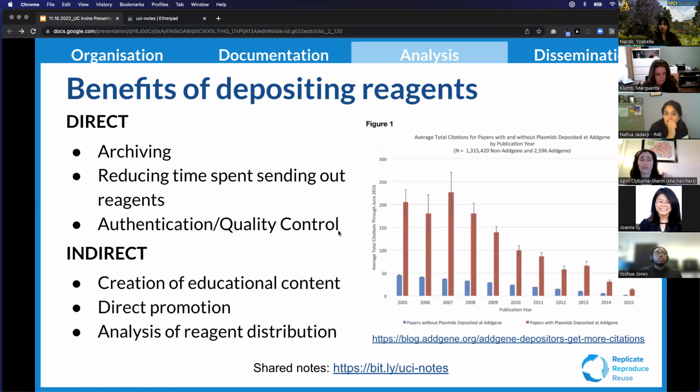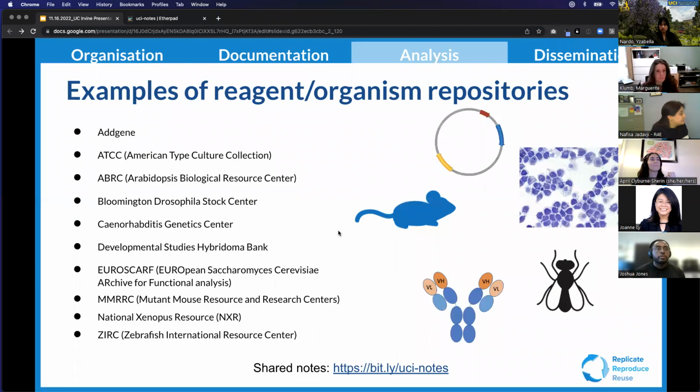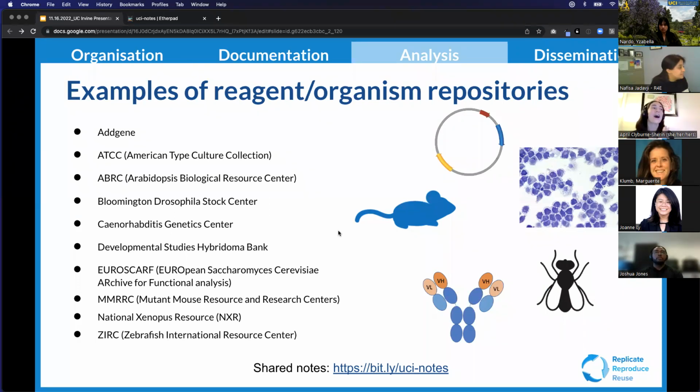more on the benefits of depositing a reagent, that just highlights that there's some evidence that folks will cite your paper more if they're able to access your materials and therefore replicate the research for themselves. So there are some benefits to using a reagent repository. And here are some examples of what we mean when we say reagent repository.